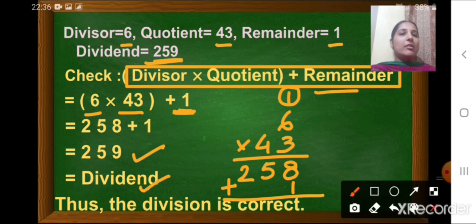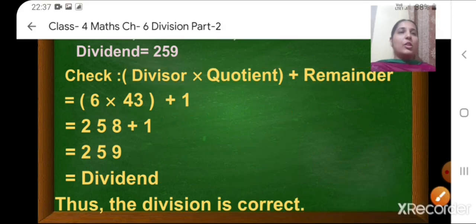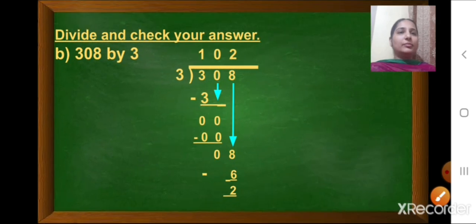Isn't it, children? That is equal to the dividend. So what does it show? It shows that our division is correct. Got it, children? You remember this formula? To check, what do we do? We multiply divisor by quotient or quotient multiplied by divisor, and then we add the remainder to it. Okay? Now let's move to the next question. Now question number B is, divide and check your answer again.